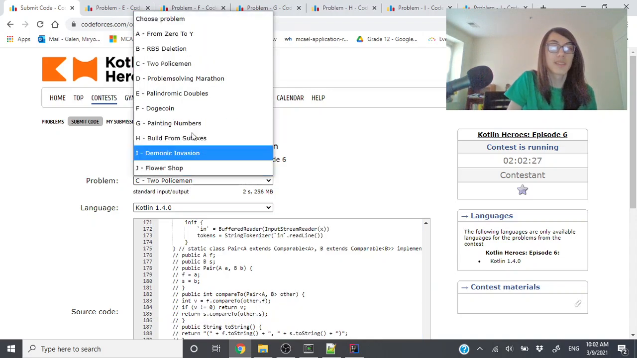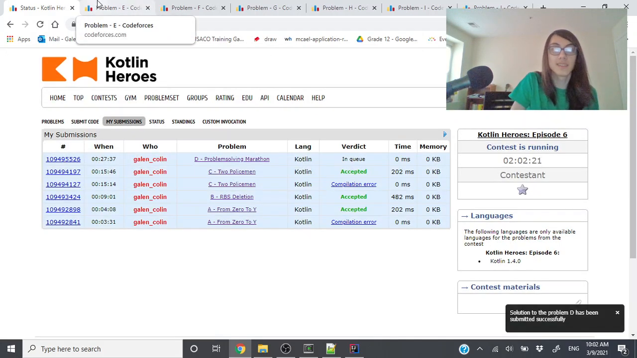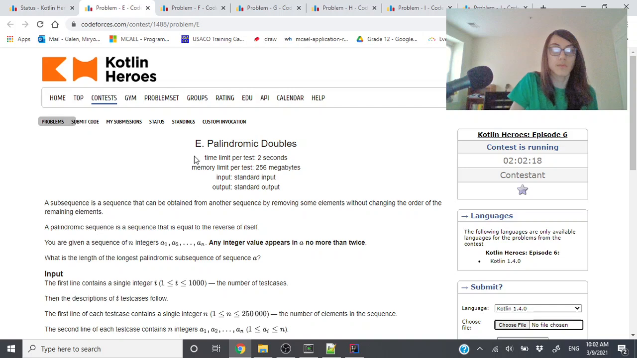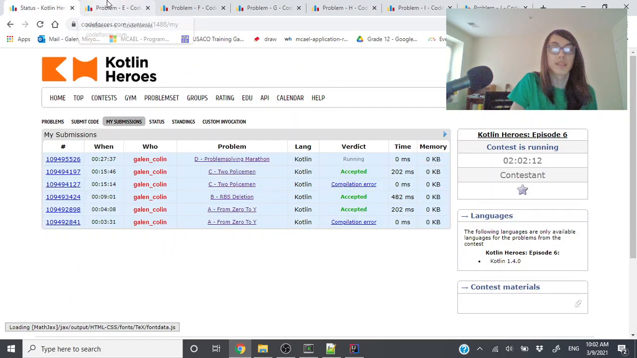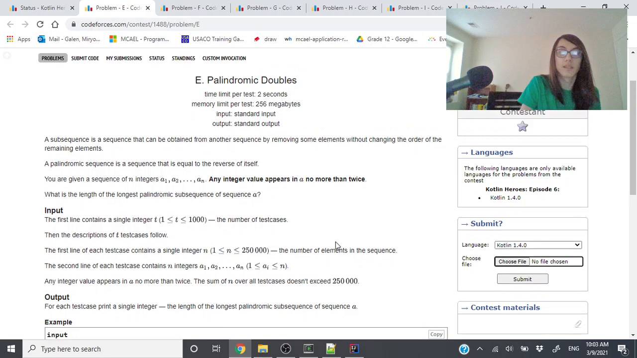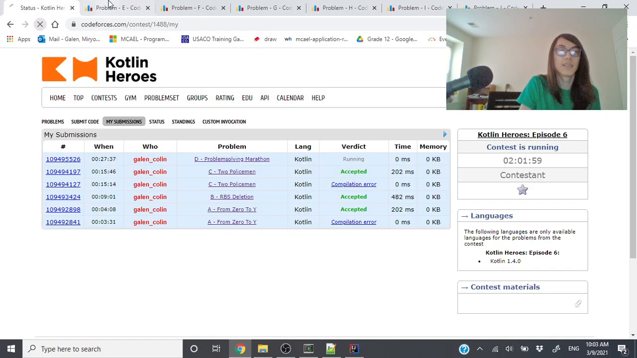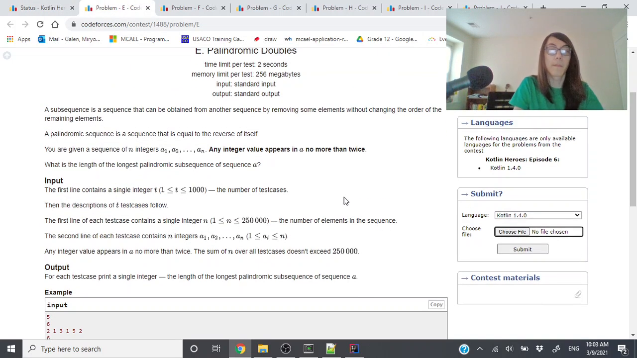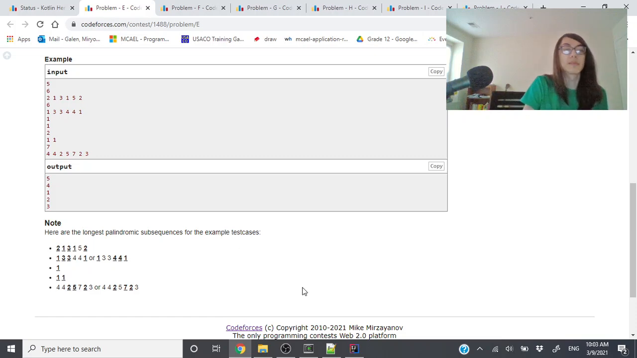Nope, wrong problem. Palindromic doubles is a scary name. Okay, a subsequence is a sequence that can be obtained from another sequence by removing some elements. Yep. A palindromic sequence is a sequence that's equal to the reverse of itself. Longest palindromic subsequence of sequence A. What? Why? Any integer value appears no more than twice. Okay. So that does matter.